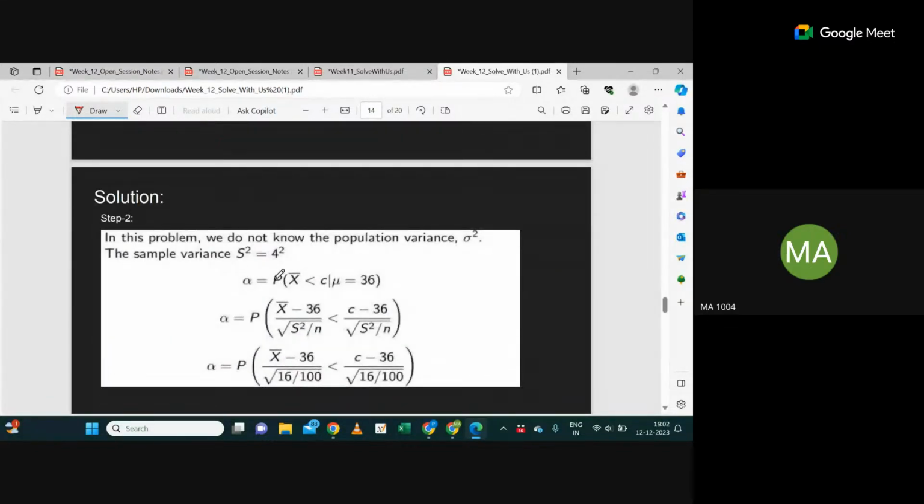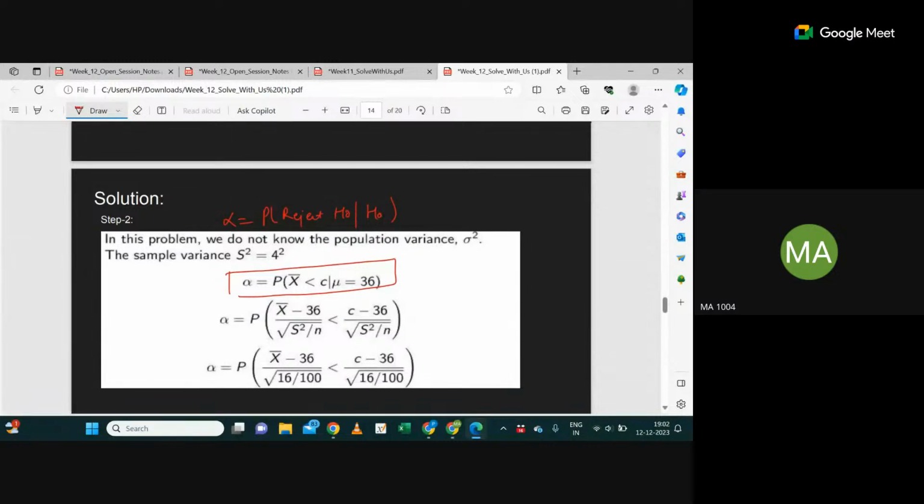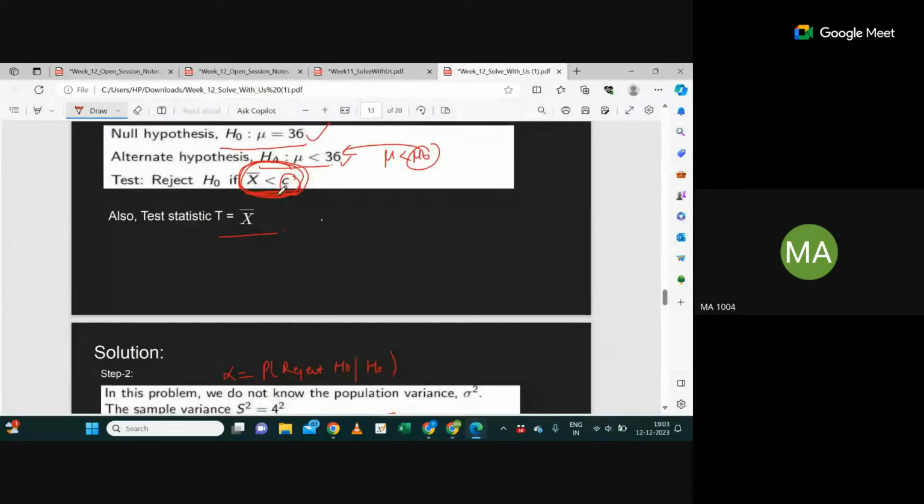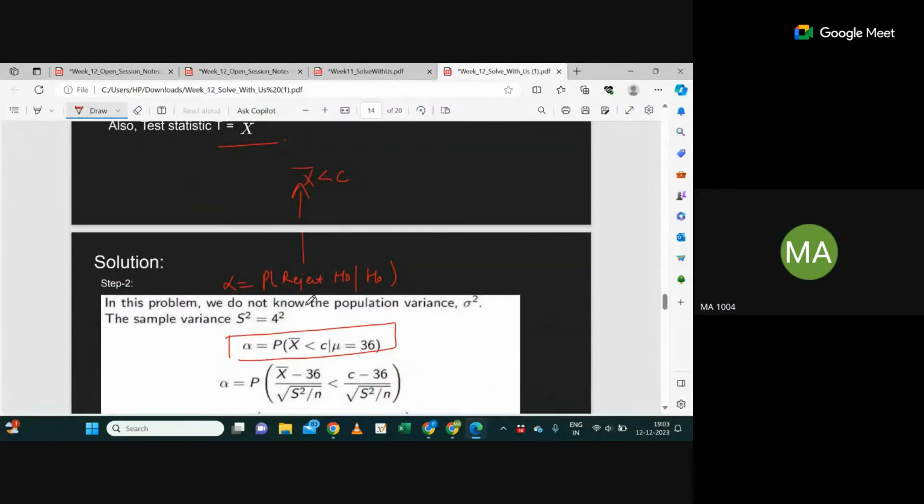Now, what's next? The next step is I will proceed with alpha, right? And what does alpha say? Alpha is nothing but the probability of rejecting H naught when H naught is true, right? We have decided I will reject H naught when X bar is less than C. So alpha will be the probability of X bar less than C when H naught is true, that is, when mu is equal to 36, right?